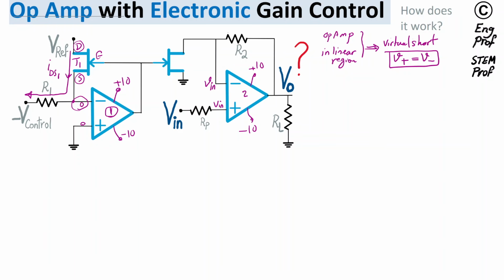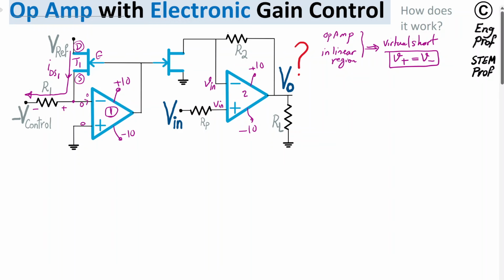There is no other route for the current because the input terminal of an ideal op-amp cannot have any current, because of practically infinite impedance. Now, the value of this IDS1 is controlled effectively by the negative Vcontrol, which is a negative control voltage, and the value of R1. Because on one side of resistor R1 we have negative Vcontrol, and on the other side we have 0 volts, the voltage drop across R1 is known, if we set the value of R1 properly.